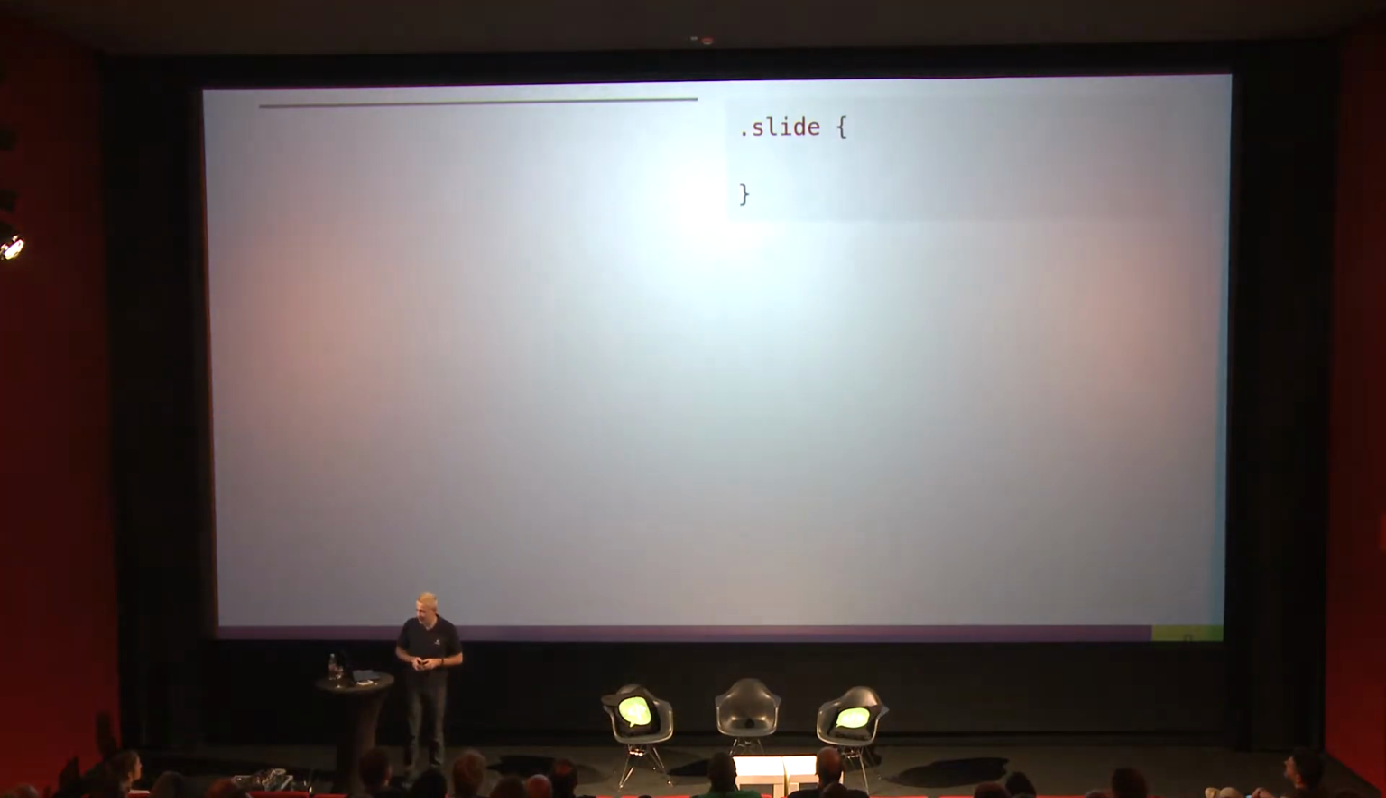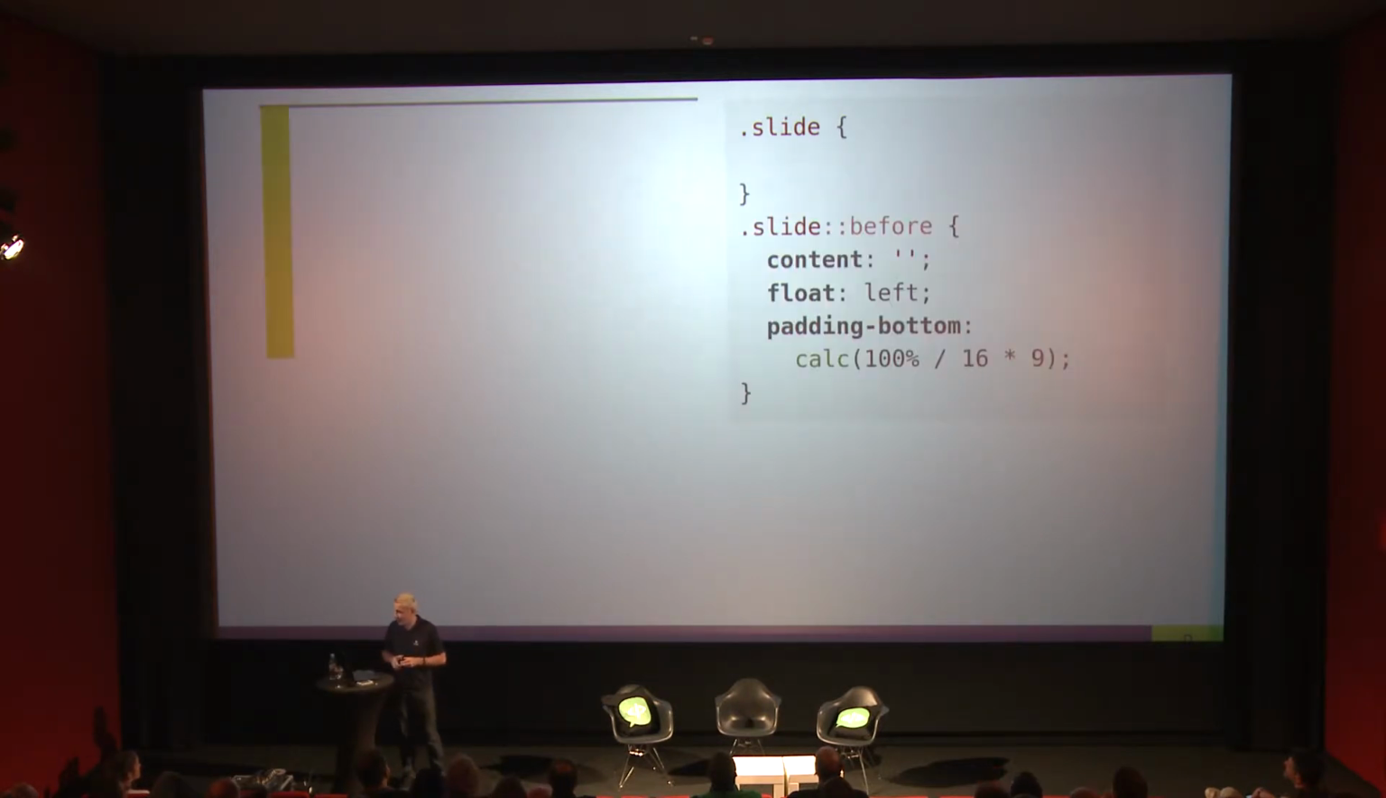So we do this. I have a slide with no content. I added some dark gray borders so you can see the slide. And I add a pseudo element. The content property is needed for the browser to display the pseudo element. The float is needed so as not to mess with line heights or something like that. And then I set the padding bottom of this pseudo element to 100% divided by 16 multiplied by 9. And this green block is this pseudo element.